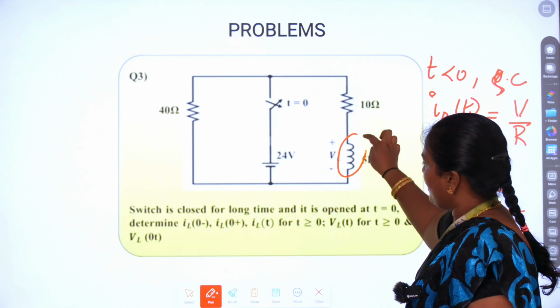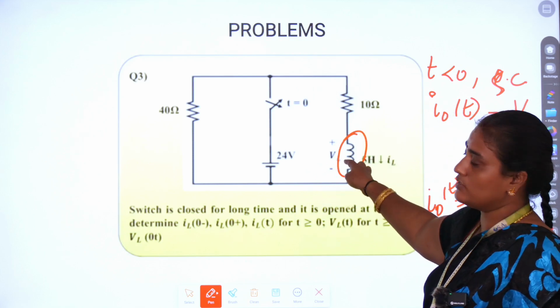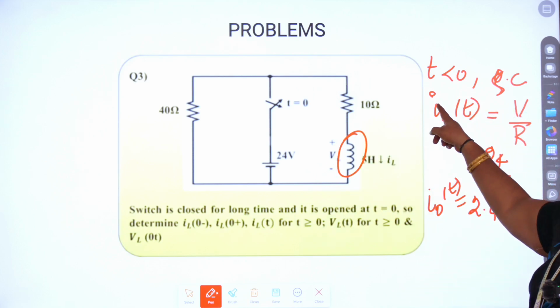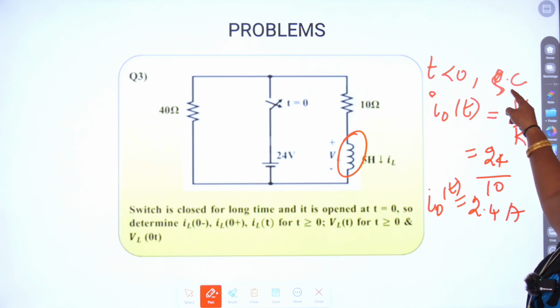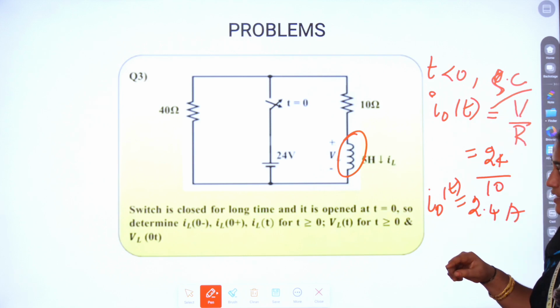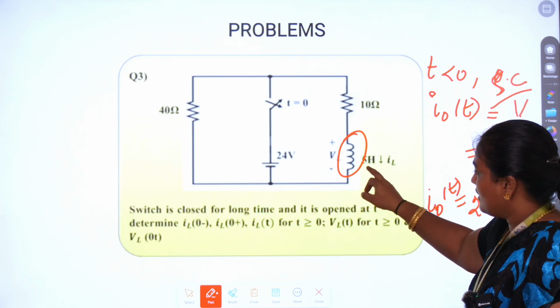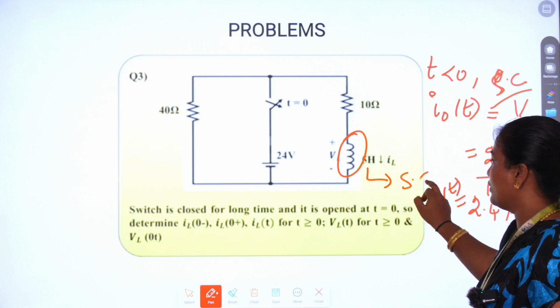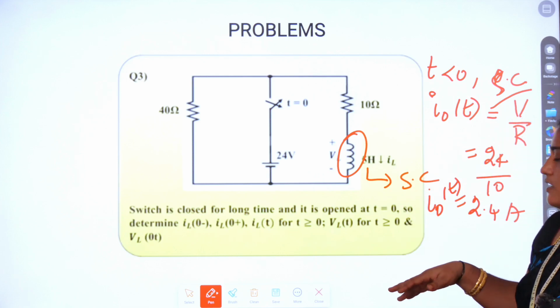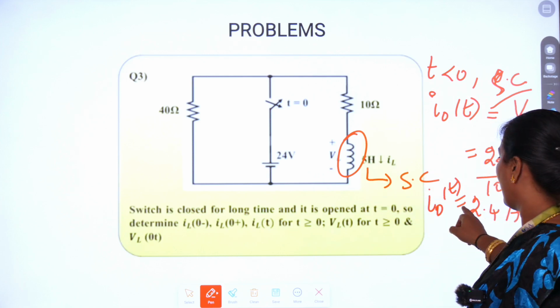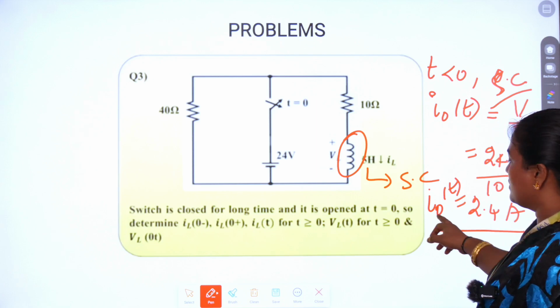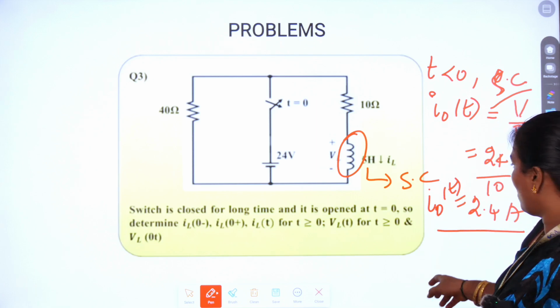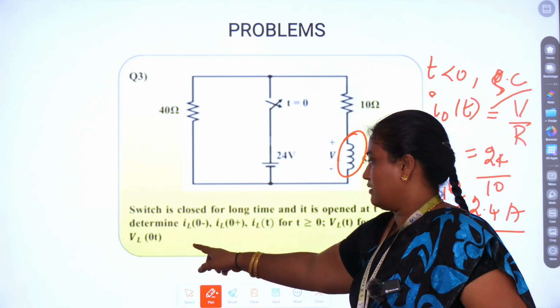Since this remains a short circuit when t is less than 0, it will enter into a steady state. So my inductor will be a short circuit. If it were a capacitor, then it would be an open circuit. So I have a short circuit here, and I have measured the initial current value, that is IL of 0 minus.